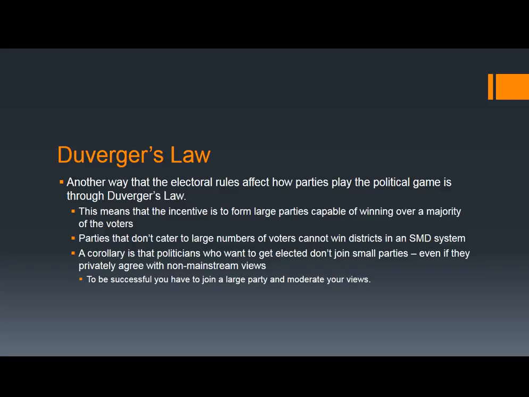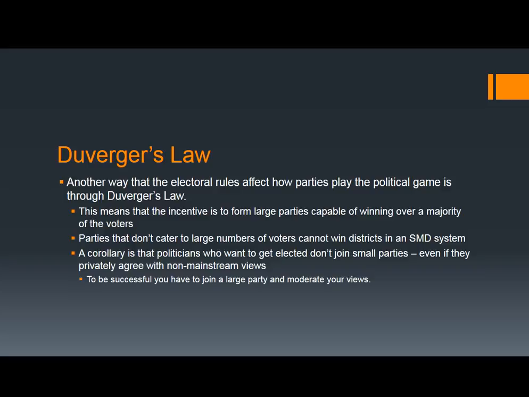A related political science theorem or law is Duverger's law. And this is another way in which the electoral rules affect how parties play this political game. And the incentive is going to be to form large parties capable of winning over a majority of the voters. We said that a candidate had to get 50% plus one of the vote in order to win an election. Well, parties have to get 50% plus one of the seats in Congress or the Senate in order to get their legislation or their agenda passed. And what that means, of course, is that you have to form a large party. A small party is not going to get it done unless you can reliably caucus with another party.